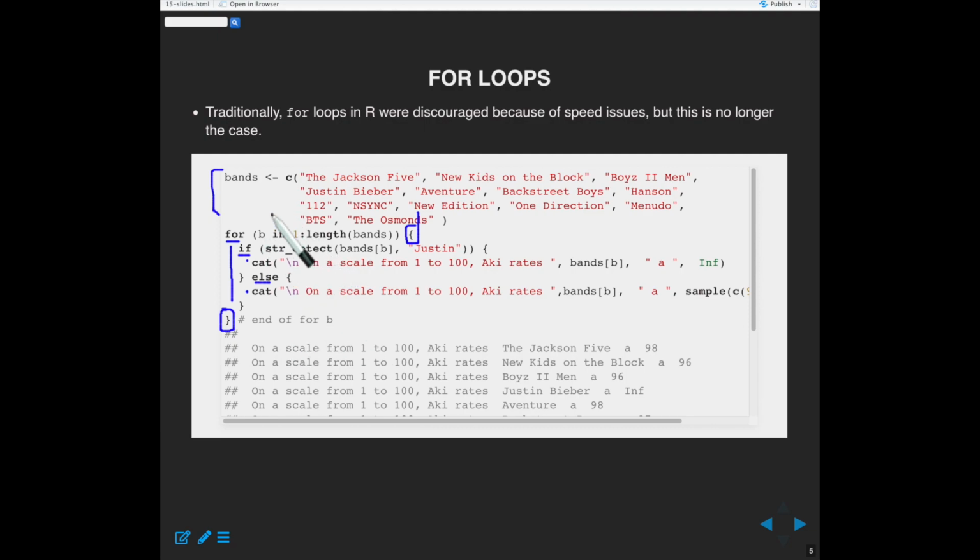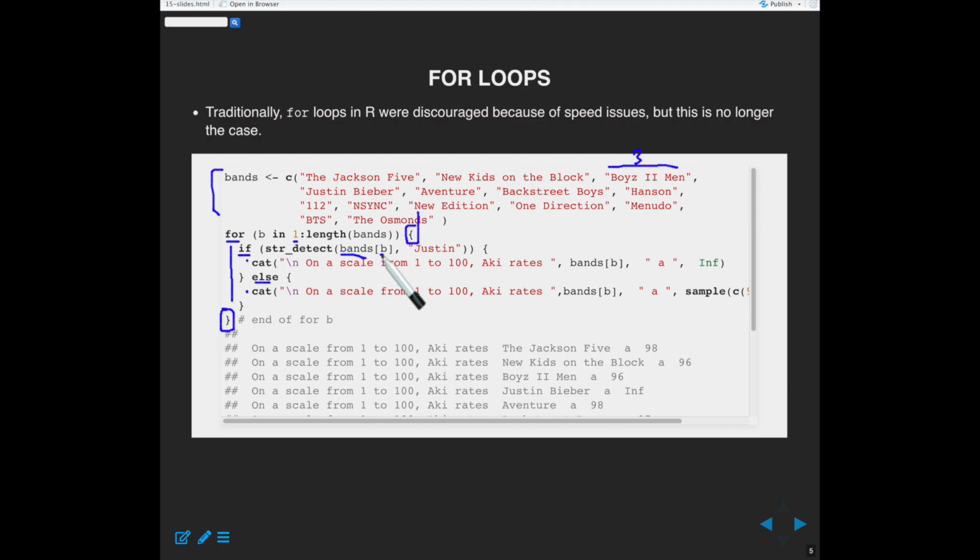But let's take a look back here. Bands is a character vector. So if I want to access, say, the third boy band, it would be this guy here, and this would be the third element of bands, right? So now what's happening here is that b ranges from 1 to the length of bands. So the length is going to be 1, 2, 3, 4, 5, 6, 7, 8, 9, 10, 11, 12, 13, 14. So b is going to start at 1, and it's going to go up to the length of bands, which is 14. So here the string detect is on the bth element of bands.